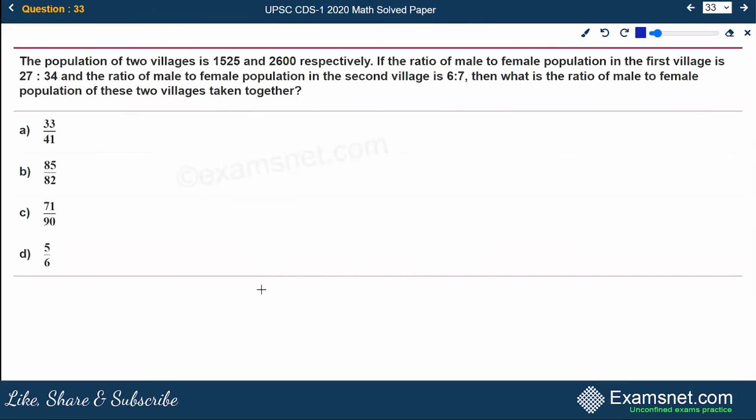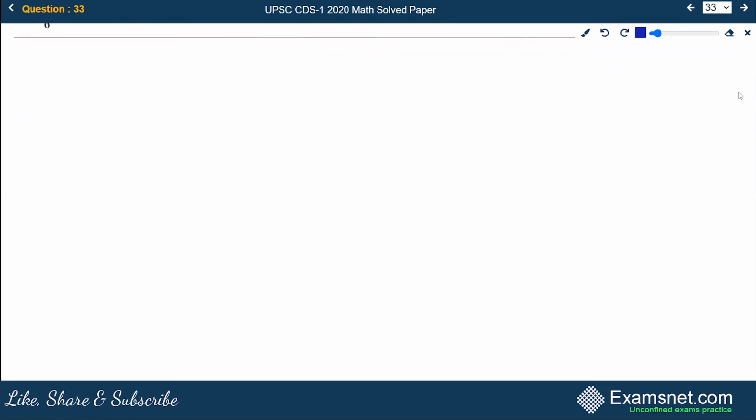In question number 33, we are given that the population of two villages is 1525 and 2600 respectively. If the ratio of male to female population in the first village is 27 is to 34 and the ratio of male to female population in the second village is 6 is to 7, then what is the ratio of male to female population of these two villages taken together? So we will start by finding the number of males and the number of females in both the villages.